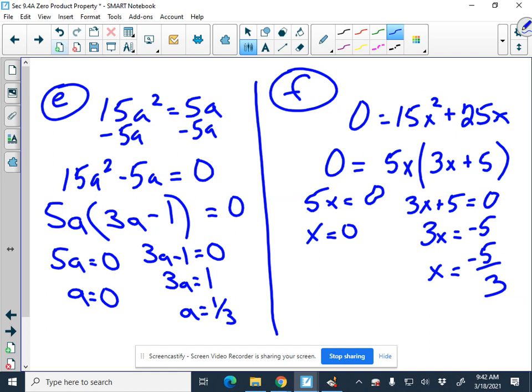If you understand, work ahead with G and H. We're still going to do G and H. If you get it, this is the type of stuff we'll do tomorrow on the worksheet. Okay to move on?